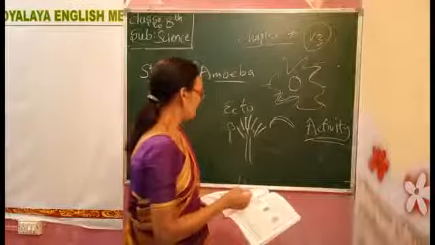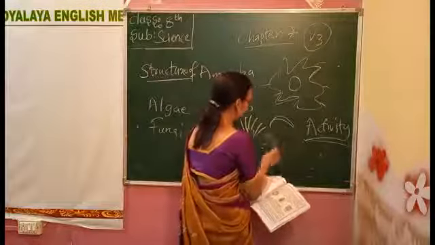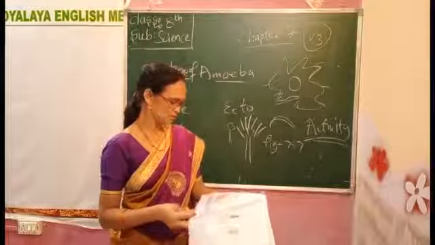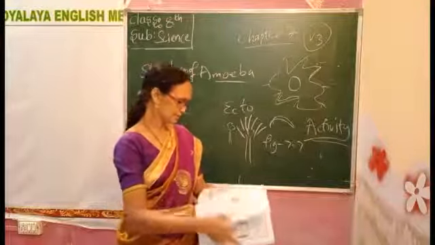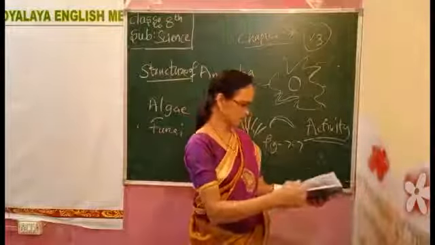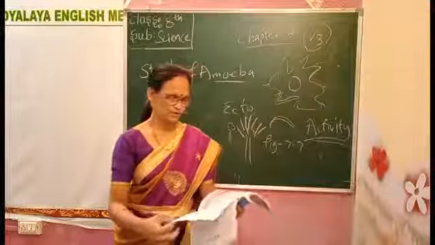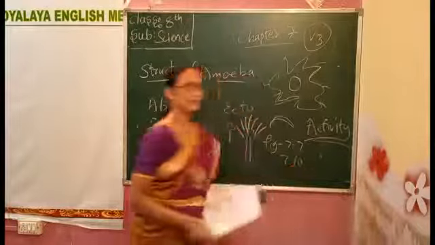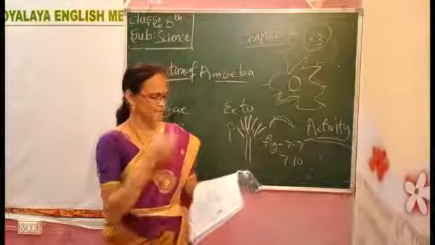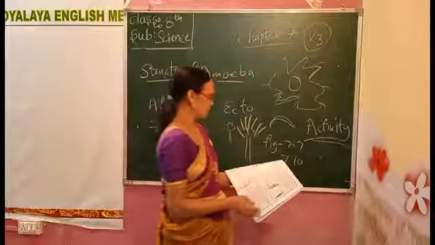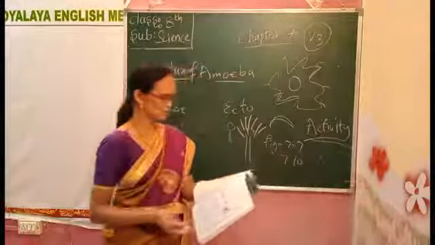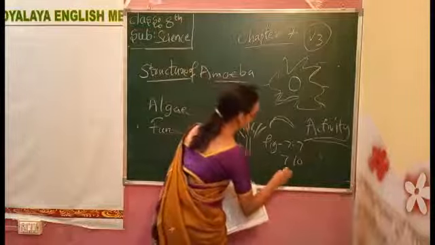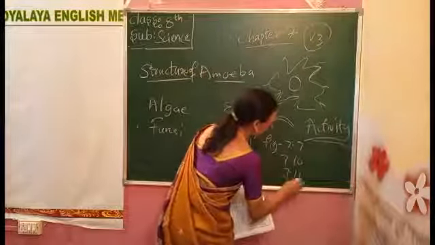You can do the figure number 7.7 in your fair book, and you mark the parts of them. Structure of typical bacterium, you can draw this. Yes, you draw the 7.10. This figure also you draw them and you label the parts. Also you draw the different types of algae, that is the figure number 7.11 and 7.12.